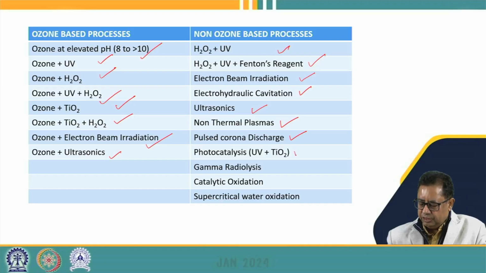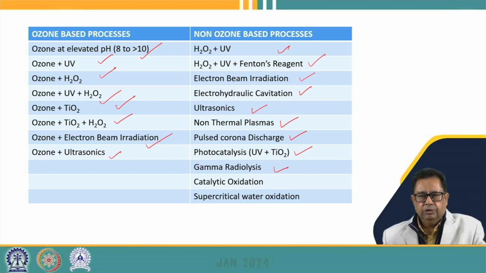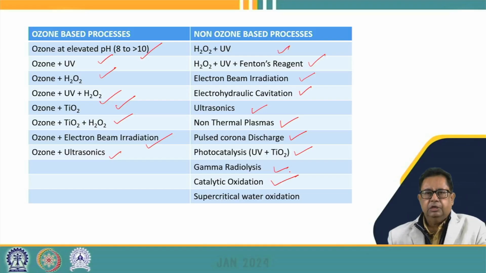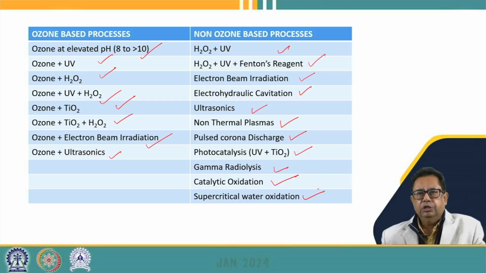Photocatalysis, that is when we have the combination of UV and titanium dioxide, can also result in a higher amount of •OH radicals produced in comparison to the single entities. Similarly, gamma radiation can also lead to the destruction of the organic compounds. Catalytic oxidation and similarly supercritical water oxidation can also lead to the oxidation of organic compounds. So these are all the non-ozone based processes.